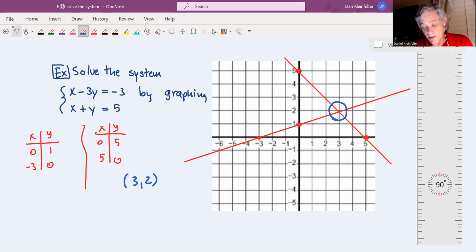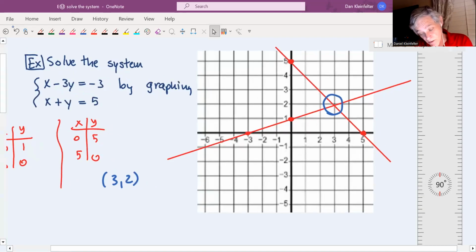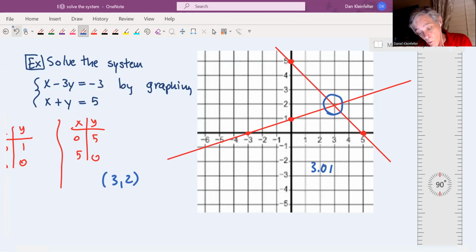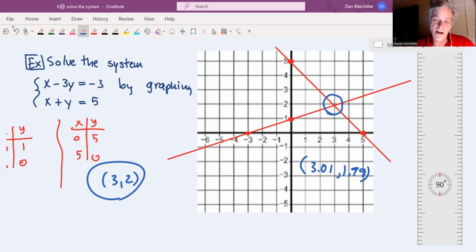But looking at the picture here, I'm just kind of assuming that it's going to be 3, 2, but I guess it could just as well have been maybe 3.01 and maybe 1.99. And you wouldn't know based on the picture, right? How good the answer is depends on how good the picture is. And so that's a disadvantage. Of course, in math class, a lot of times the answers are kind of carefully chosen to work out real nice, but that's not always the case.